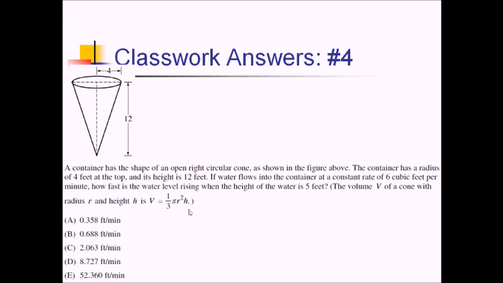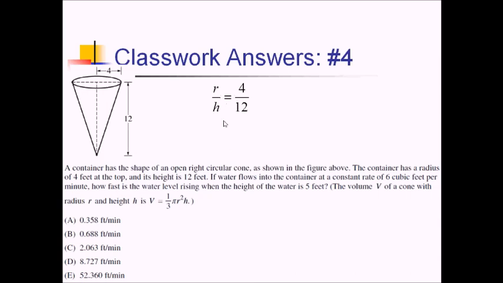The key to relating R and H is similar right triangles. This is a right triangle here if you just look at this piece of the cone. The water level down here is going to form its own right triangle with its own radius and its own height. But since these are right triangles with a common angle down here, these are going to be similar right triangles, and we can write a proportion. We can say that the radius over the height of the water level is going to equal 4 over 12.